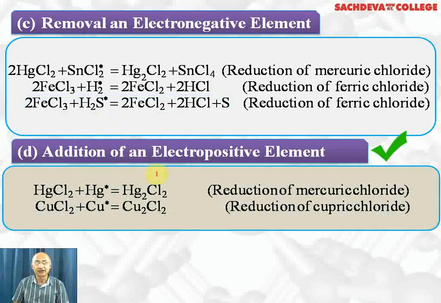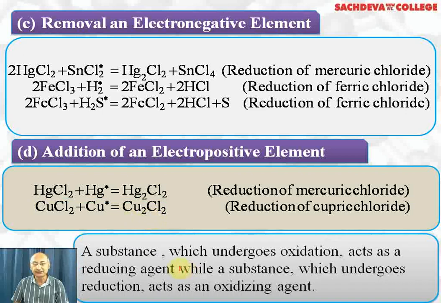Let's take up addition of an electropositive element. Mercury chloride, when we add mercury, we get mercurous chloride. So here reduction of mercury chloride to mercurous chloride is taking place by addition of electropositive element. Cupric chloride plus copper gives you cuprous chloride. It is reduction of cupric chloride by adding electropositive element. CuCl is also unstable, so it exists as dimer, that is Cu2Cl2. A substance which undergoes oxidation acts as reducing agent, while a substance which undergoes reduction acts as oxidizing agent.